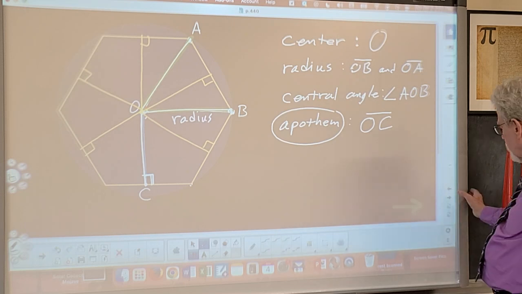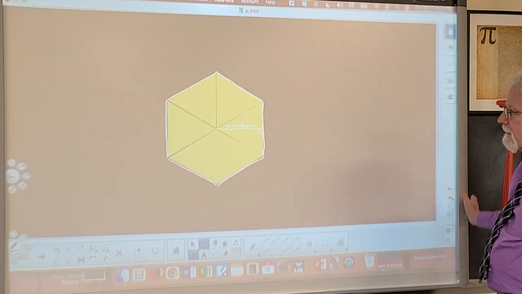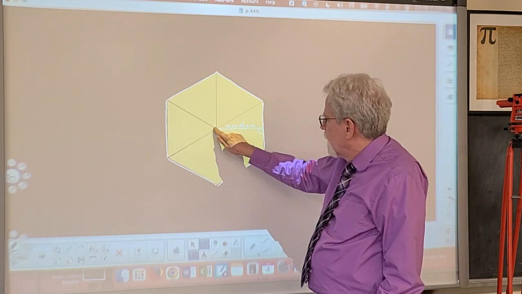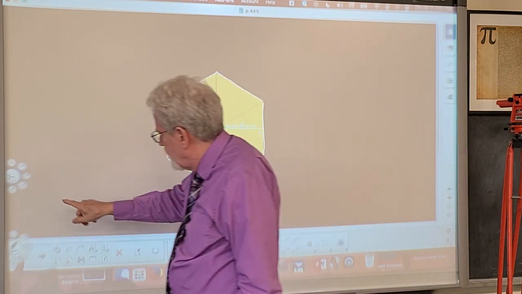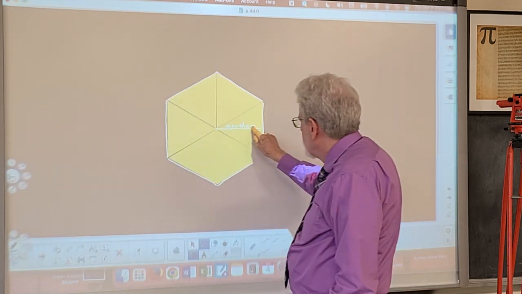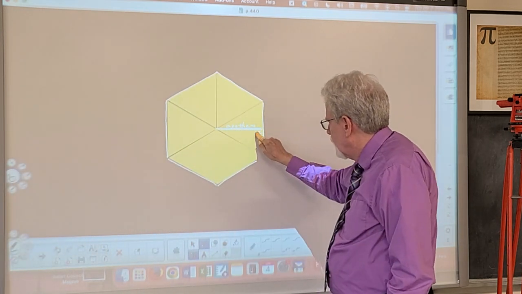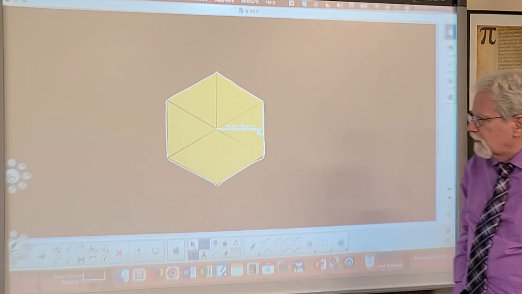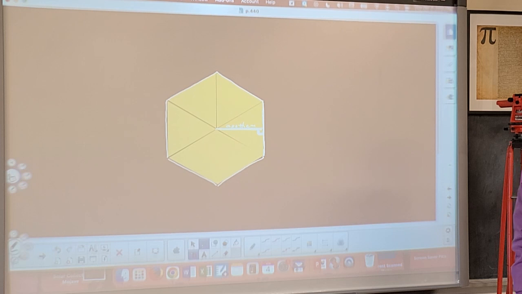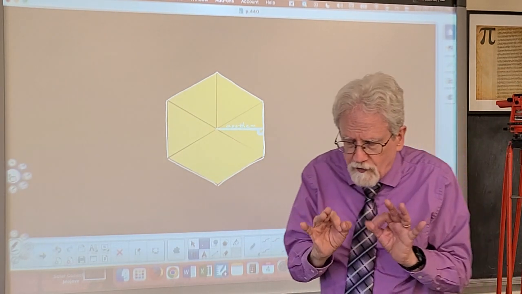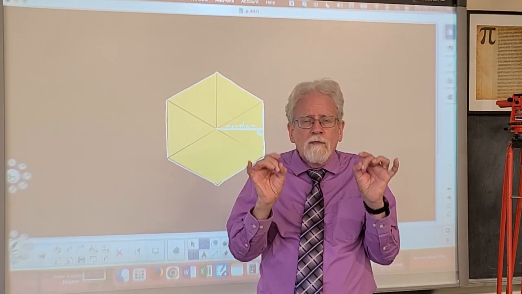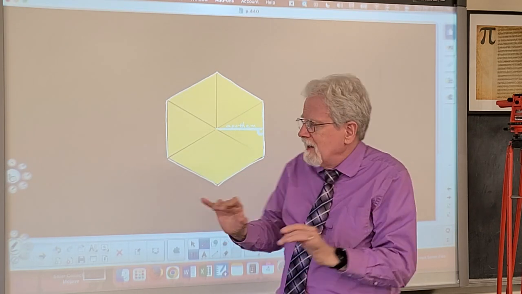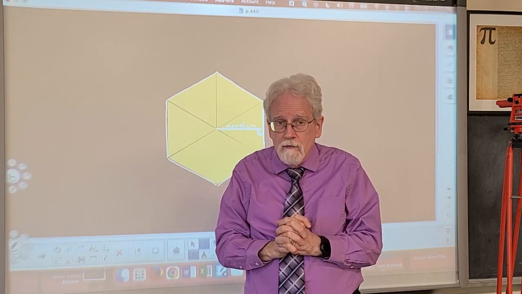All right, those are the definitions. Now, let's play with this. Consider this hexagon. Let's use white. I've marked for you right here the apothem. It's perpendicular to a side. That is the apothem of this regular hexagon. Now watch what I am going to do, because we're working toward something here. We're working toward getting a formula for the area of any regular polygon, like this one.